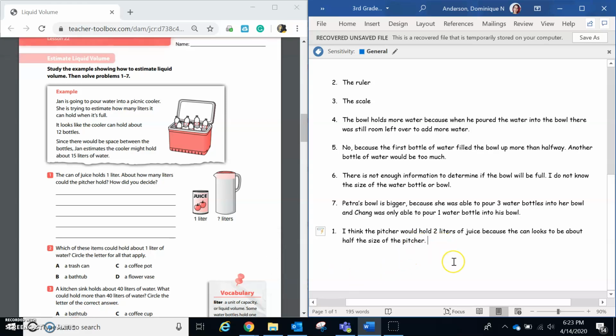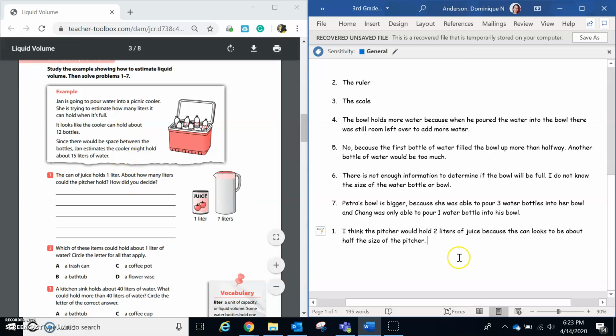Again, if you thought 1 liter, that is fine. Make sure you say why you think it's 1 liter. If you think it's 3 liters, that's fine as well. Make sure you say why you think you could get 3 liters. So 1, 2, or 3 liters are acceptable answers. Don't forget to explain how you decided though.